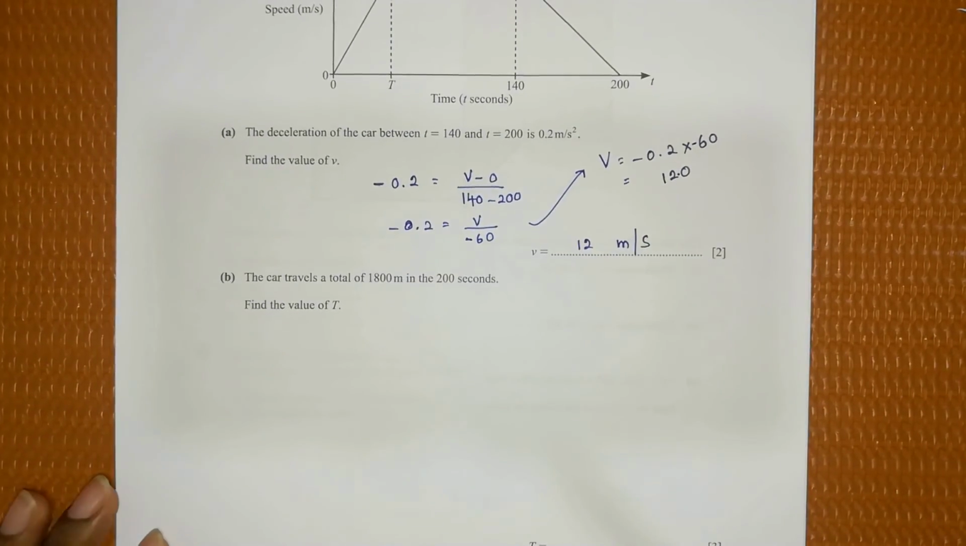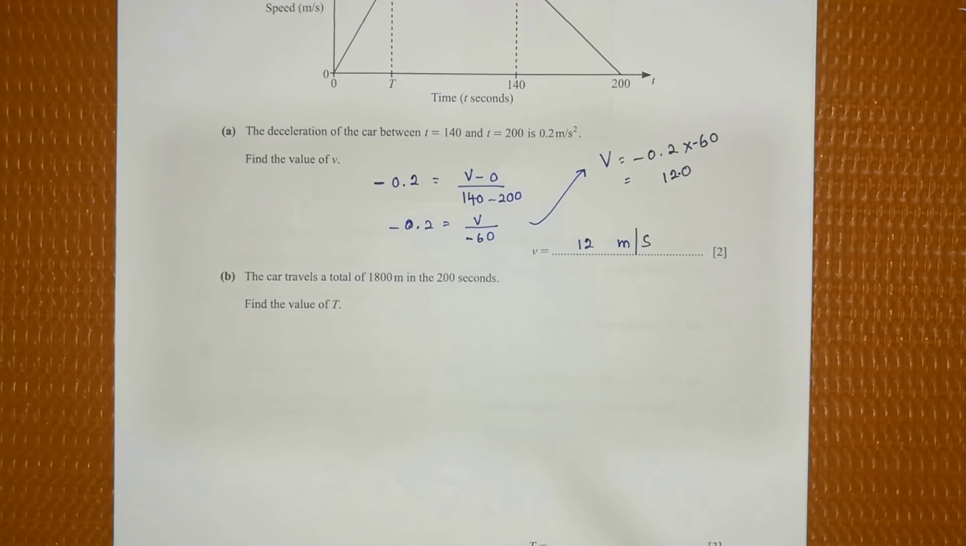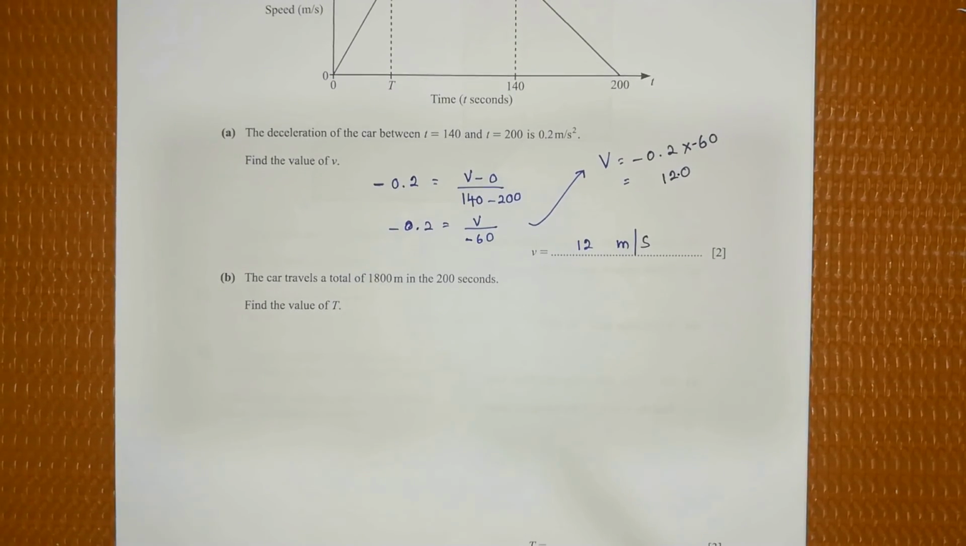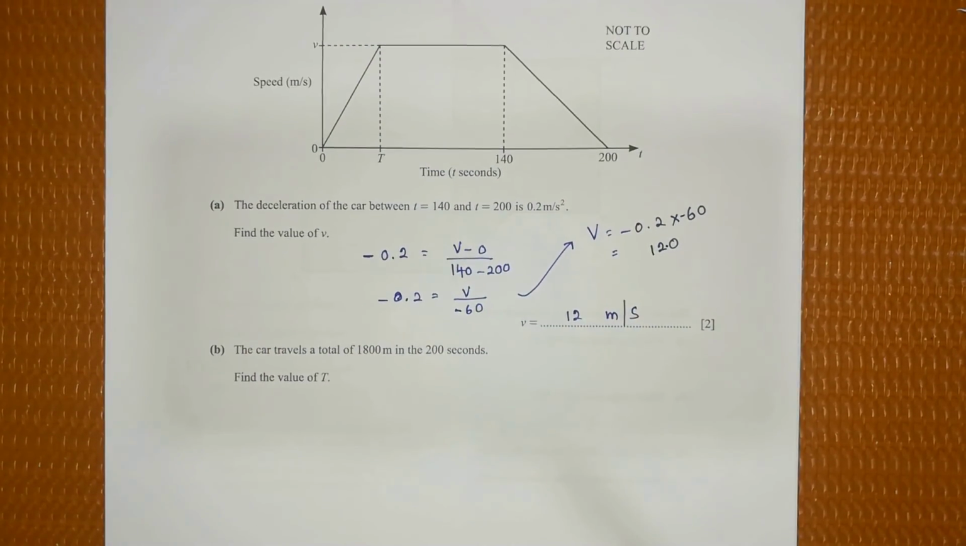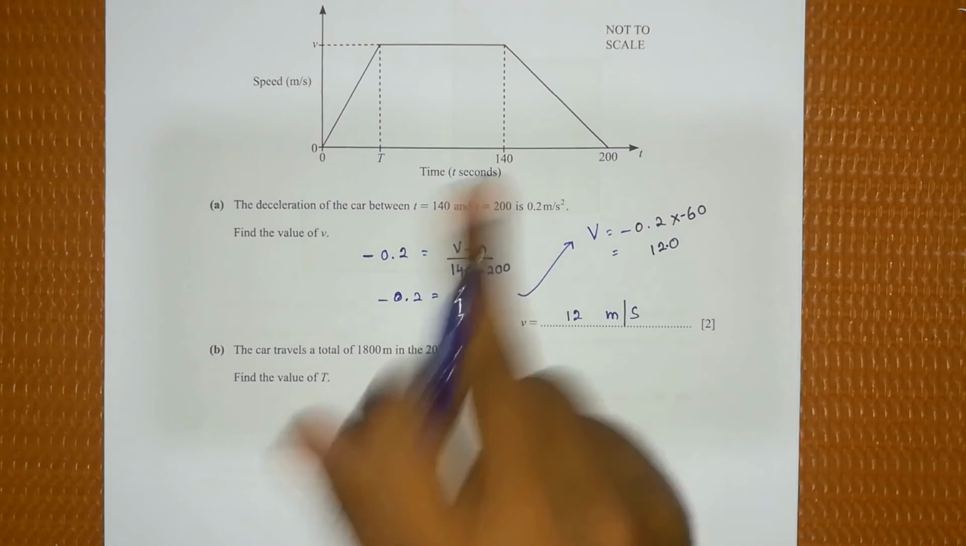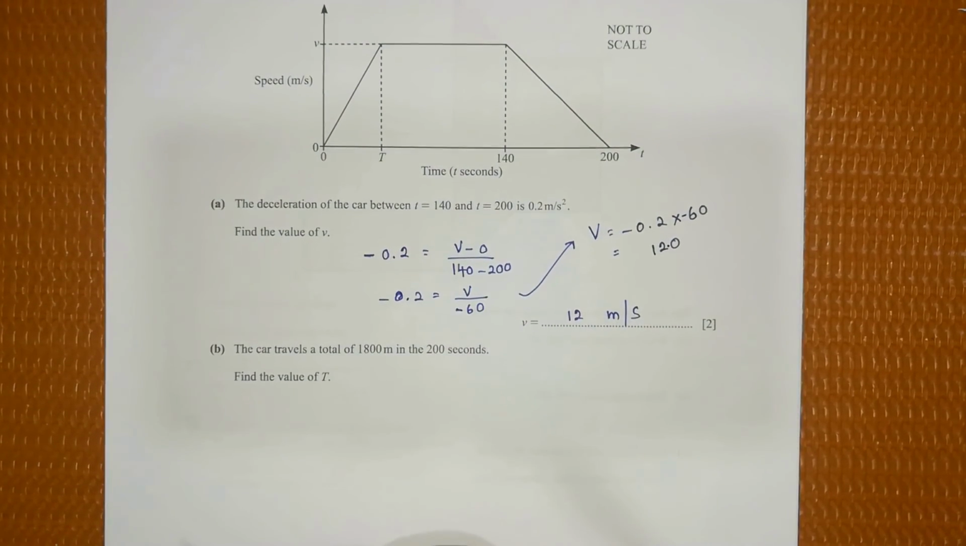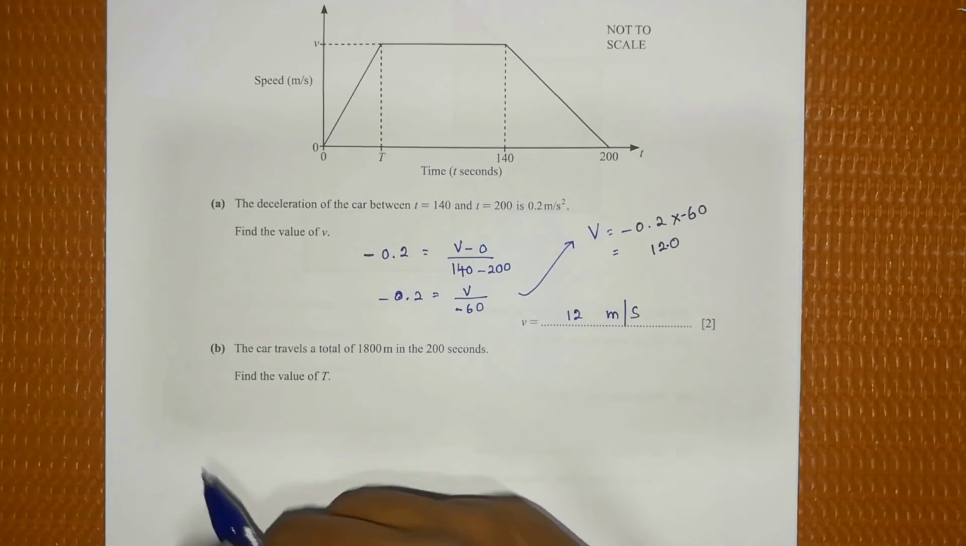Part B. The car travels a total of 1800 meters in the 200 seconds. Find the value of t. Now, you must remember, in a speed time graph, the distance traveled is the area under the curve. So, they have given us the distance is 1800 meters, which means the area of this trapezium is 1800. So, we'll write the formula for this one. The area of the trapezium is half times the sum of the parallel lines times the perpendicular height.